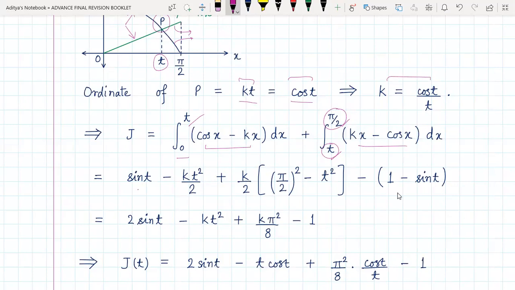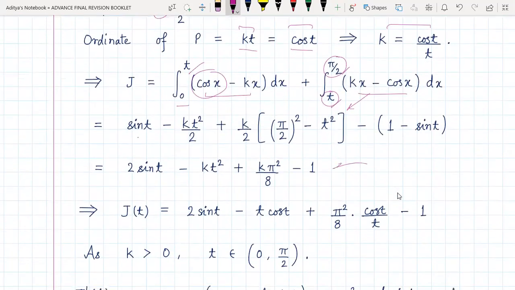Now integration is a very simple task. Integral of cos x would be sine x, and applying the limits very easily we can do that. Same thing here, and the integral of x we know would be x square by 2. Applying the limits and simplifying, we get this expression.